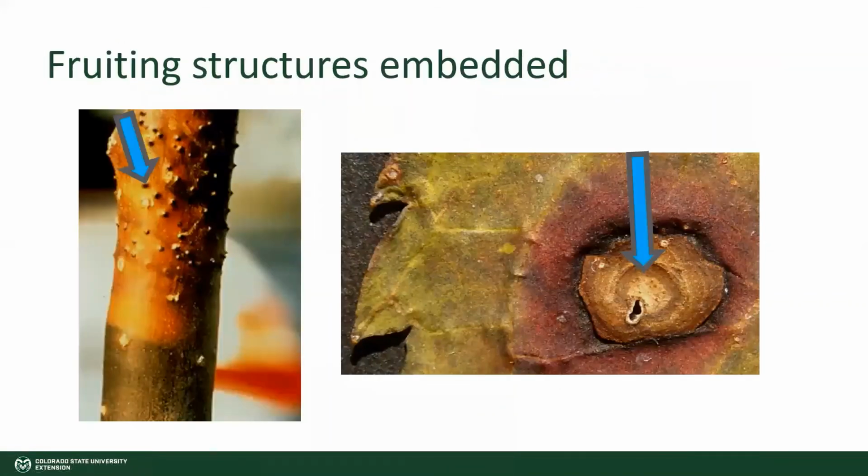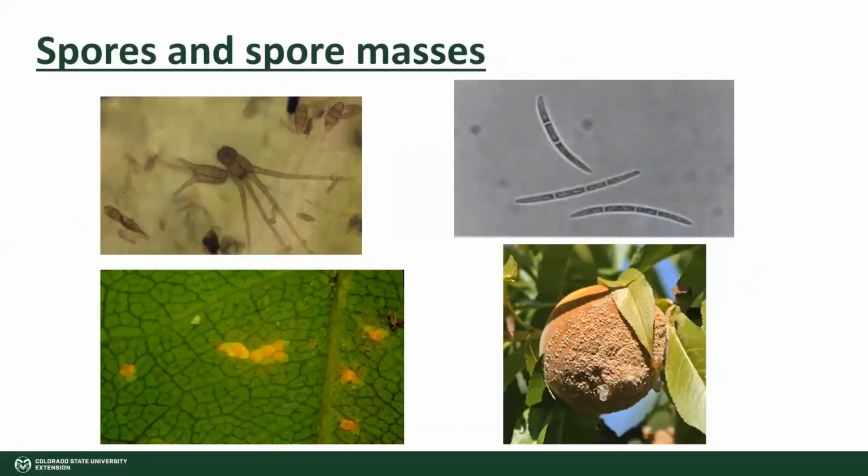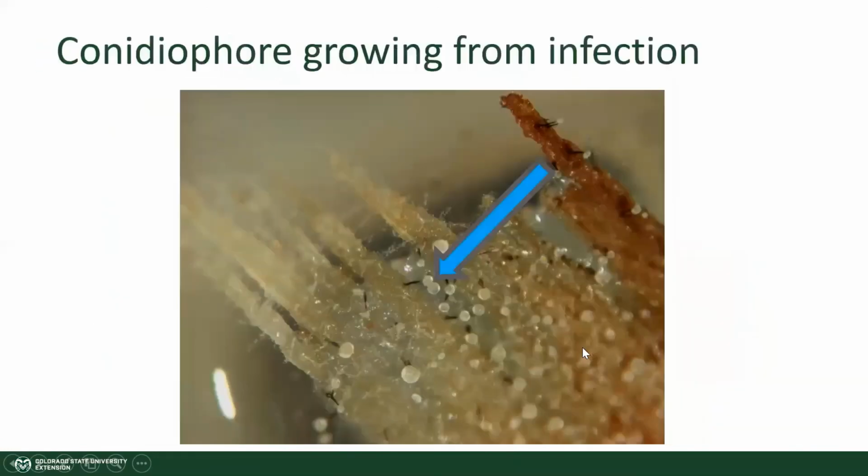You could also have some fruiting structures that are embedded within the lesion, like on this canker, these dots over here are those fruiting structures. Or on this lesion over here, those dots are also the fruiting structures of the pathogen. We could have spores or spore masses. Under the microscope, you will be able to see these both, but if you don't have a microscope or a magnifying glass, you can see them with your naked eye, kind of like the fluffy appearance that I was mentioning, or like on this peach, those spore masses.